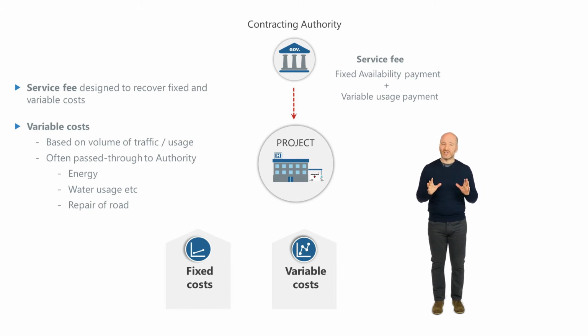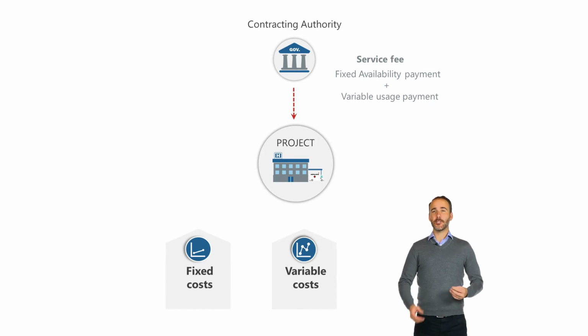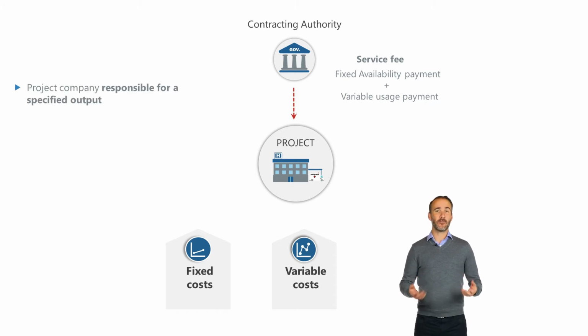So we can think of the classic service fee as having two components: the availability component, which is designed to cover fixed costs, and the usage payment, which is designed to cover variable costs. In order to receive the entire service fee without penalty, the project company must deliver an established output specification from the infrastructure facility. And the output specification governs both the availability of the facility and the performance or the quality of services provided. The output specifications are explicitly detailed in the project agreement.